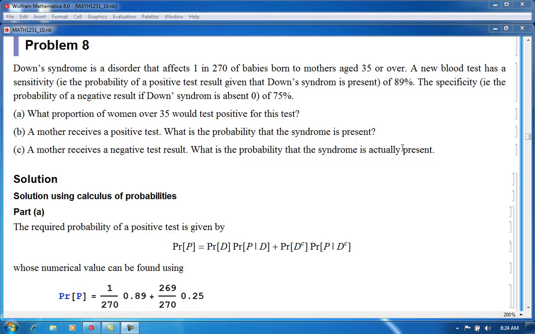And there are two ways of solving these problems. One is using the formulas. I'll call that the calculus of probabilities. And the other is the method of brute force. And we'll do both of them.